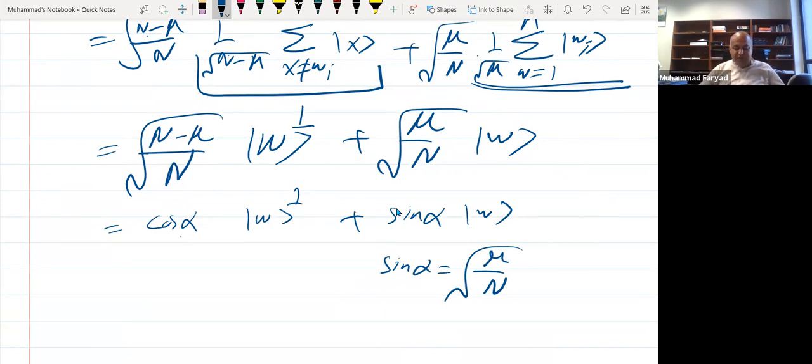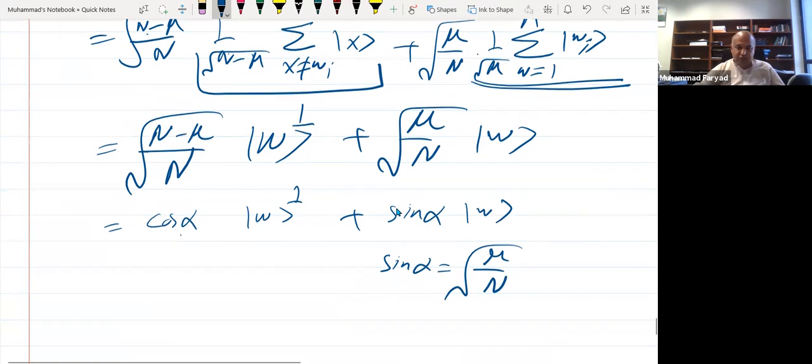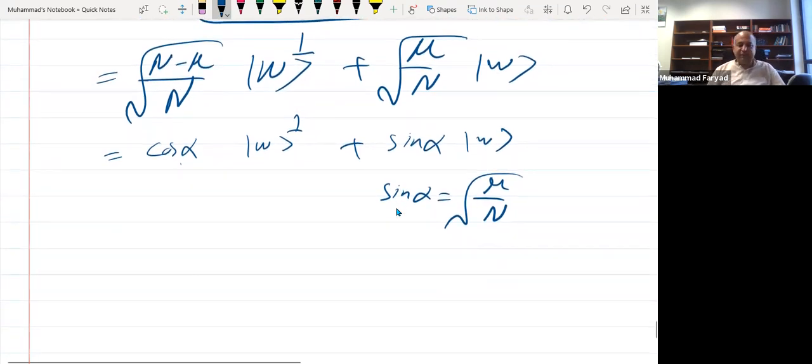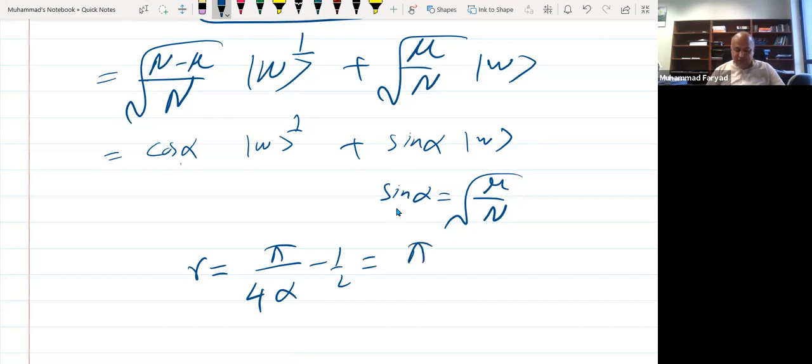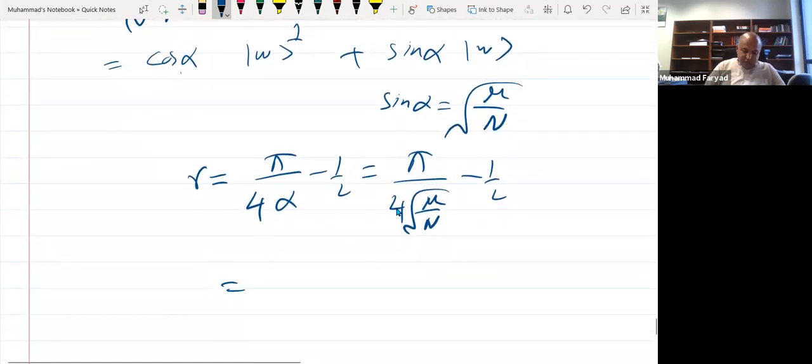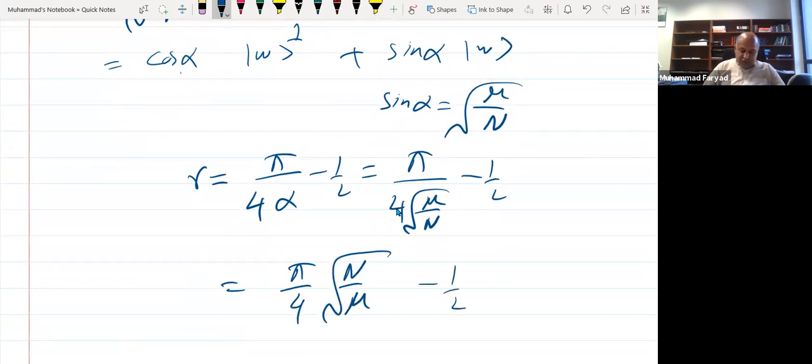And again, you do this processing in the same way. You can rotate by 2 alpha when you apply the UF and the diffuser. So ultimately, we end up with the same analysis, except now that when we compute, R will be pi over 4 alpha minus half, where alpha is now sine inverse of this. And if n is large, this is pi over 4 square root of mu over n, minus half.